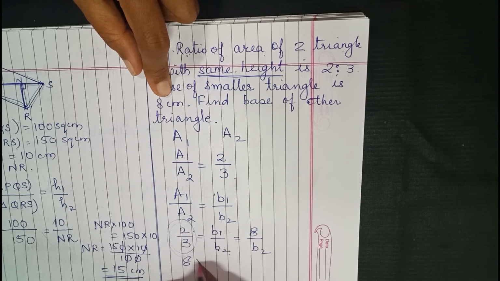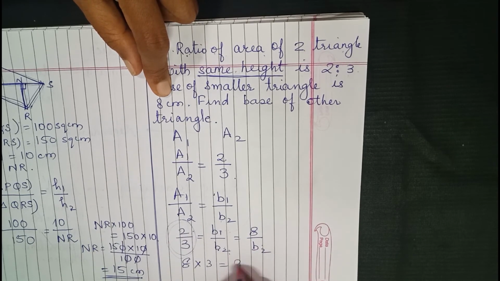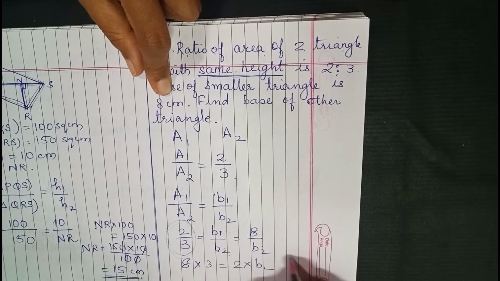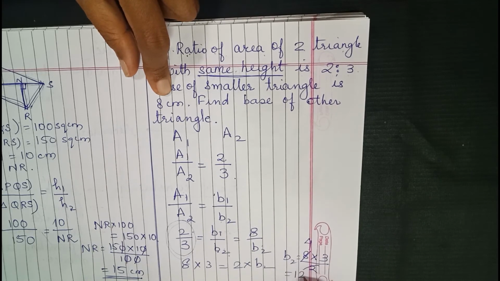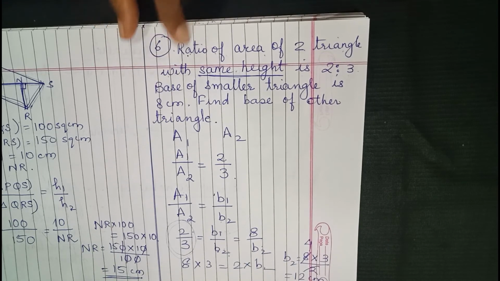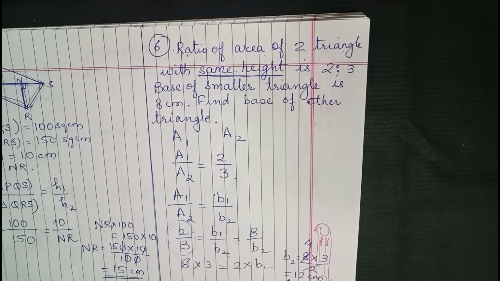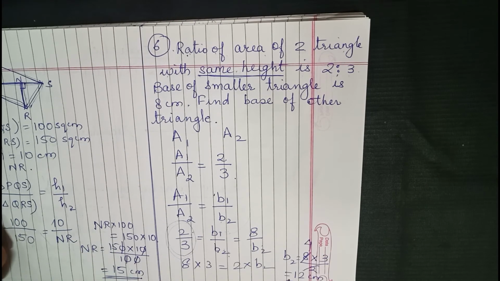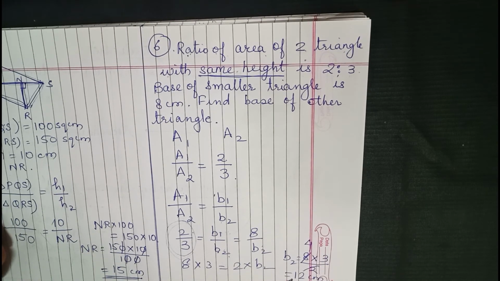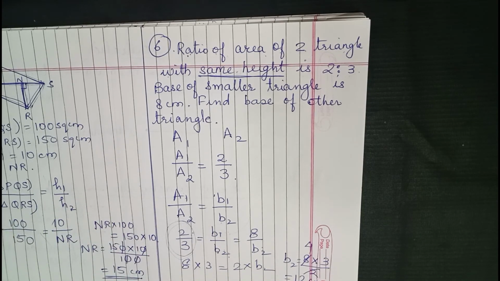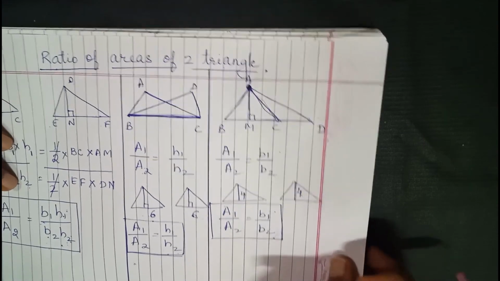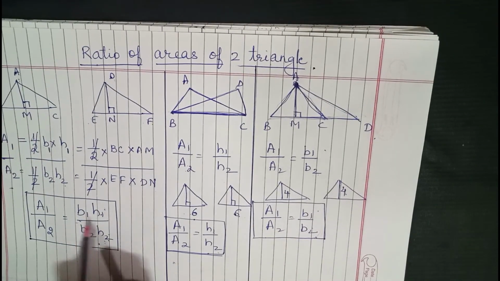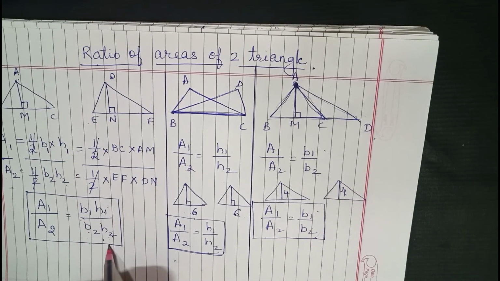Now, just cross multiplying, we will be able to get the answer. So 8 into 3 is equal to 2 into B2. Now taking 2 down, what we get is B2 is equal to 8 into 3 upon 2, that is 4 3s are 12 centimeters. So the base of the bigger triangle is 12 centimeters. So this is how we can use the formula which we have just now learned, that is B1 H1 upon B2 H2. This is the general formula, B1 H1 upon B2 H2.